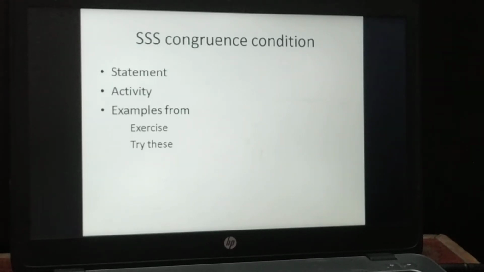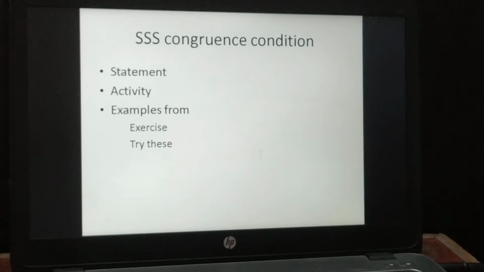Hello friends, in my last two videos I told you about the sufficient conditions. With the help of sufficient conditions we show that two triangles are congruent. We have done an activity for that also. So which are the four sufficient conditions? The first one is SSS, second one is ASA, then SAS, and the fourth one is RHS.